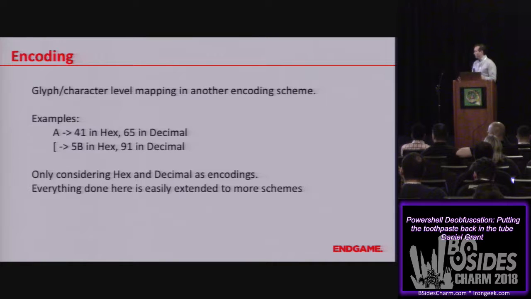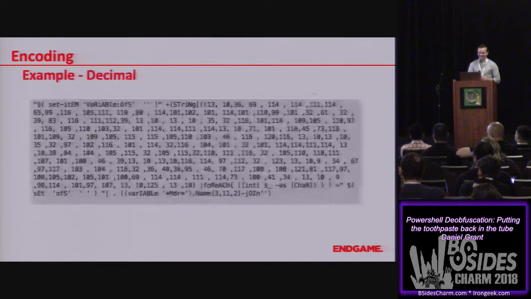Next we're with encoding. And so everybody probably knows this as well, but it's a glyph or character level mapping into another encoding scheme. So the glyph A, capital A, translates to 41 in hex or 65 in decimal. Left bracket is 5B in hex, 91 in decimal, and so on. For the sake of this project, I'm only considering hex and decimal just to show that this works with multiple things. It's easily extendable to more schemes. I just got lazy and didn't want to write the de-encoding for everything.